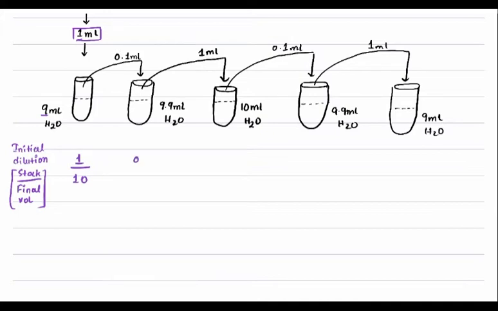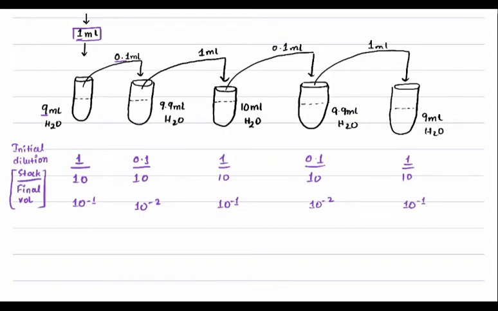Second one, 0.1. Now this is a stock and we are diluting it again in final volume of 10 ml. Similarly, it is 0.1 by 10. Finally, 1 upon 10. So these are my dilutions. Let's simplify them. The first one would be 10 to the power minus 1. The second one would be 10 to the power minus 2. Third one, again 10 to the power minus 1, 10 to the power minus 2, and 10 to the power minus 1. So these are my 5 initial dilutions.